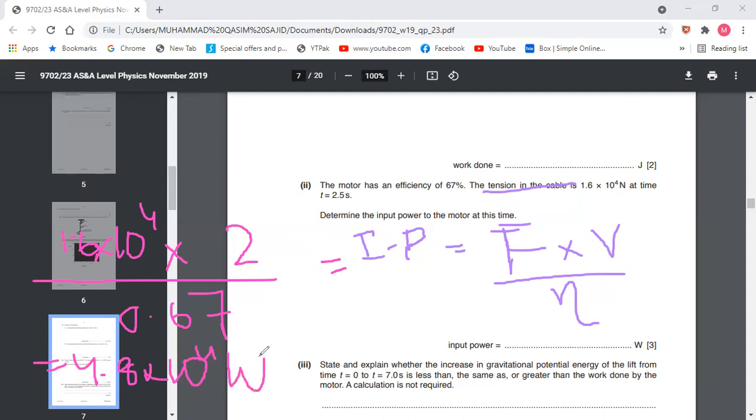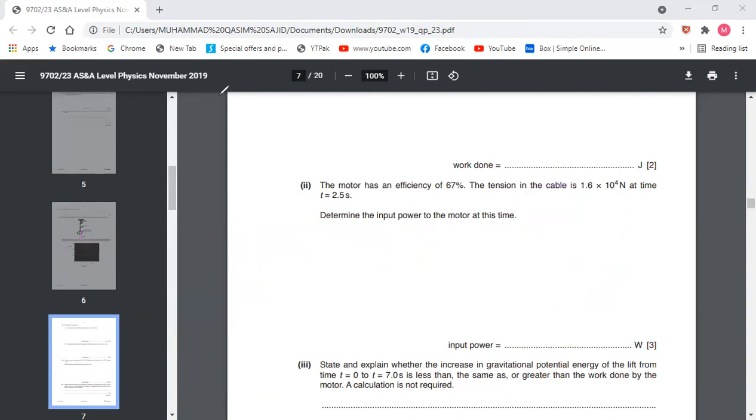watt. Okay, this is the end, meaning that input power is always greater, and the useful output power is less. Yes, input power is always more and the output power is less. So input power is basically the reciprocal of efficiency.